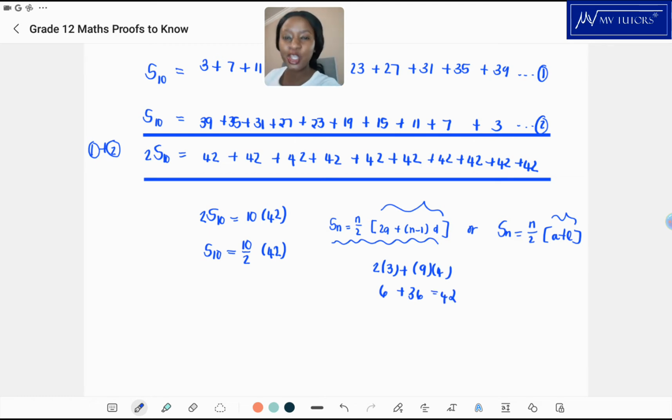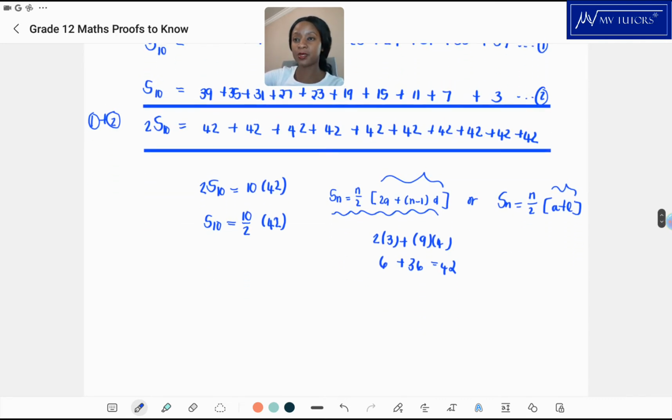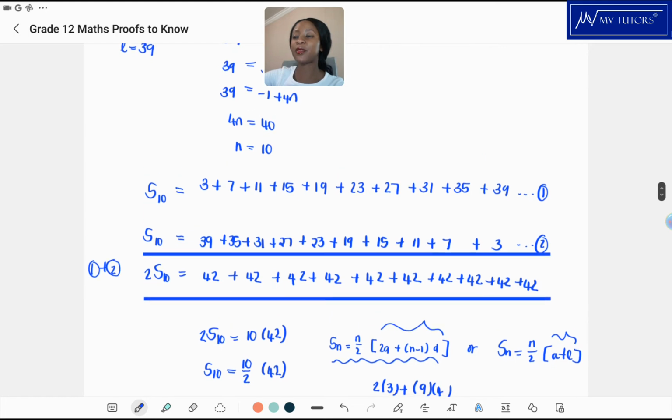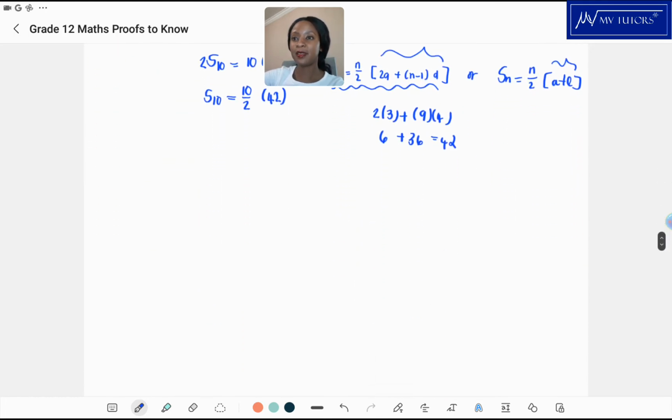So we're going to use that very same idea, but this time we're going to use variables. We're not going to have numbers. I just wanted to show you first by using numbers that we can actually get the proof. Okay, so now let us use variables. We're going to do the same thing. All right.